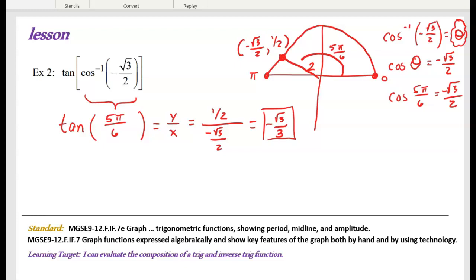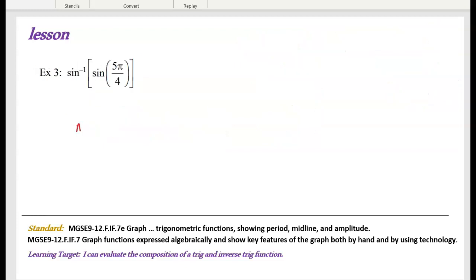100% unit circle problem. Cosine inverse of some x-coordinate gives me an angle. That angle is 5 pi over 6. And then I evaluate tangent at 5 pi over 6, and I get negative root 3 over 3. Two steps: find the value of the inverse function, then plug that number in and find the value of the other function, in this case tangent. Let's do one more of these.